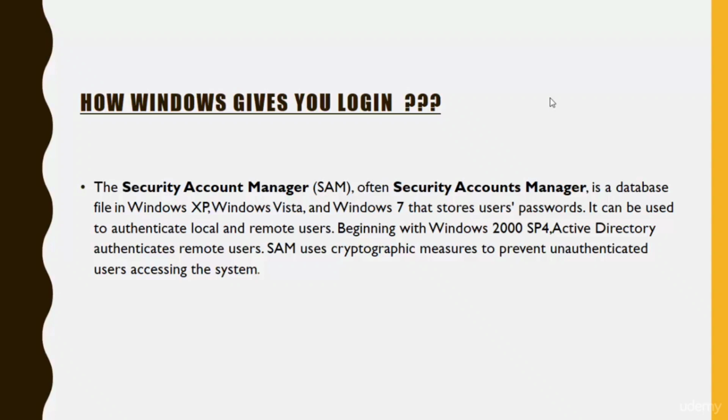There is a SAM file in your C drive which stores your Windows username and password. So when you log in to Windows, it checks the SAM file and gives you access if your username and password are right. But where is it located? Let's find out.